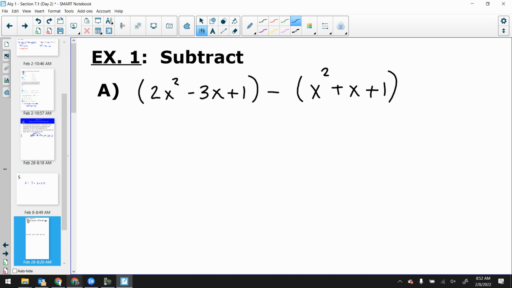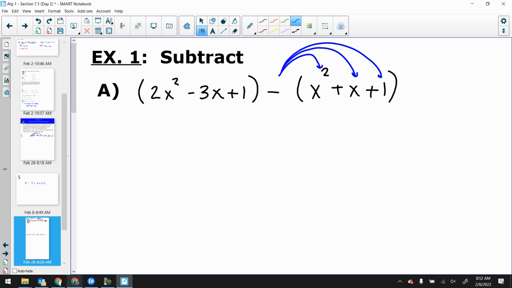Okay, so do we see a trinomial minus a trinomial? Do the parentheses mean something now? Yes. We can't just erase them like we did yesterday with addition. We have to do something to get them to go away. And what do we have to do? We have to distribute that negative into the parentheses.